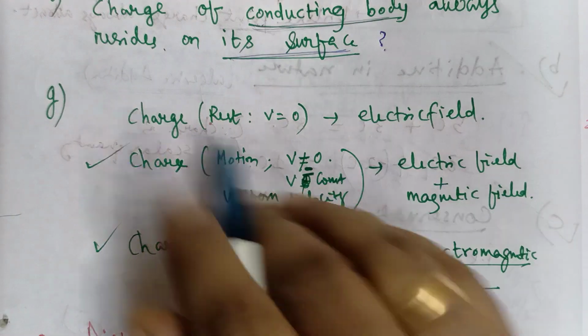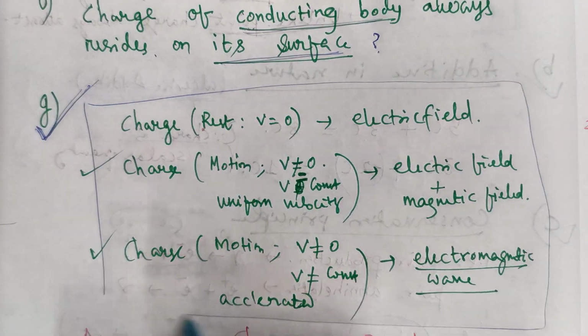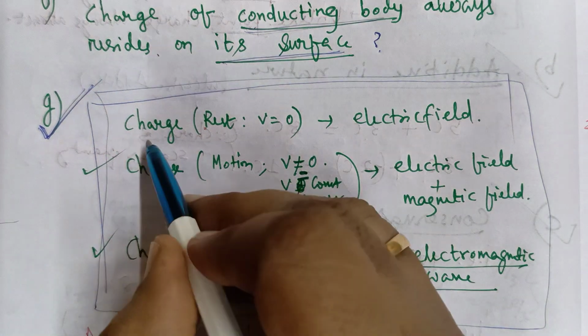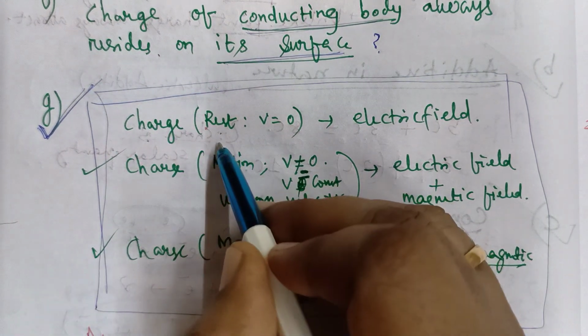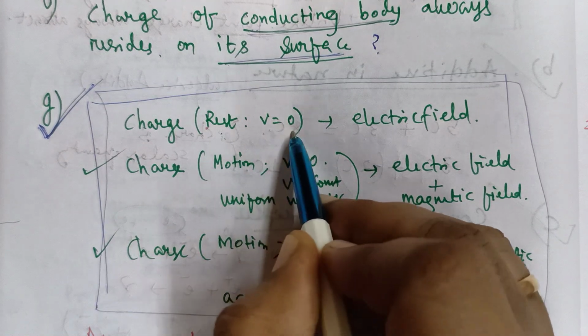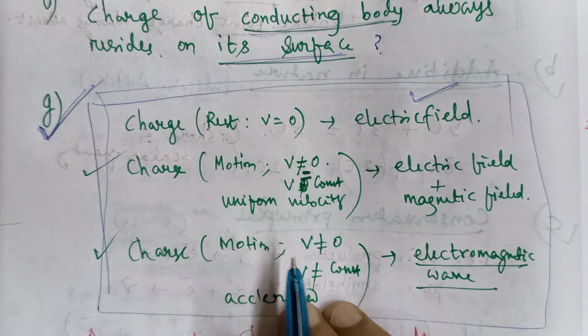There is a last and very important property, always keep it in mind. This property is your total 12th class topic. Remember very carefully. When charge is at rest, we are discussing electrostatics. Charge at rest means, mathematically, v is equal to 0. In that case, you will find only an electric field.